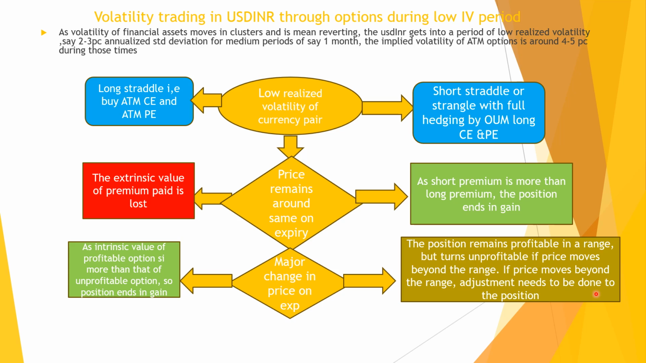In case of the second strategy, the position remains profitable in a range but turns unprofitable if the price moves beyond the range. If price moves beyond the range, adjustment needs to be done to the position, like booking profit in the option leg which has turned profitable and taking new positions in that leg.